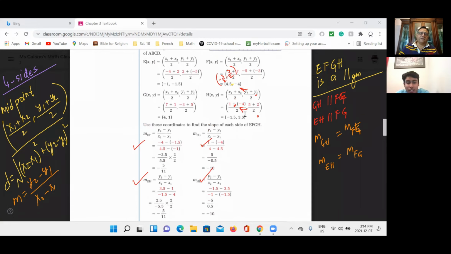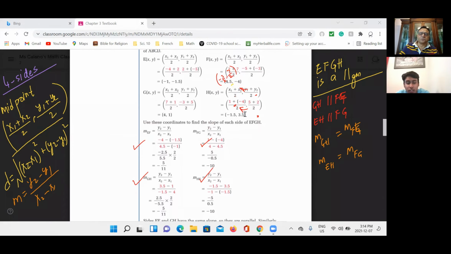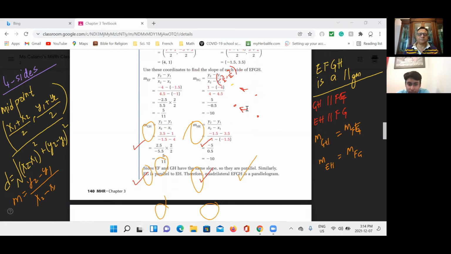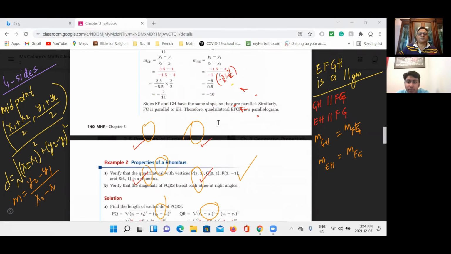So they verified with the help of slope that the slopes are the same, correct? Yes, sir. And as you can see, these slopes are the same, equal to minus 10. The other slopes are minus 5 over 11. Is it okay? Yes, sir. The slopes are the same. So let's move forward. And then here they wrote their concluding statement.